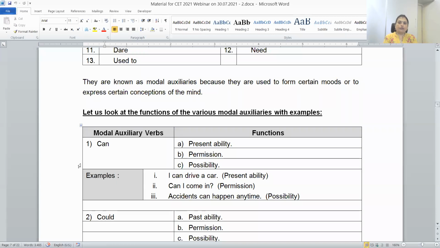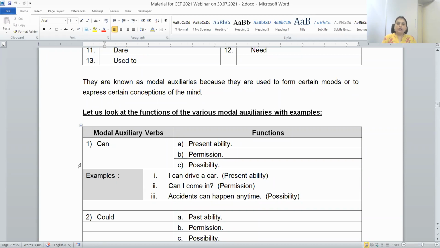Now can you see first example? I can drive a car. Children, doesn't this show a present ability? When somebody is telling you, I can drive a car, means I am able to drive a car. Yes or no? Isn't it showing the person's ability to drive the car? And like I said, can is always used to show present tense. That is why here the function of can is present ability.